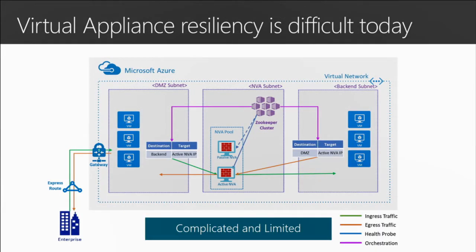So virtual appliance resiliency is pretty difficult in Azure today. If you've tried to do that, you might have been struggling with this. There is a blueprint that uses Zookeeper nodes. So now you have to deploy additional resources into your VNet. You can only support active, passive. The way this works is the UDR gets moved back and forth depending on the status of your appliances. It's really complicated and pretty limited.